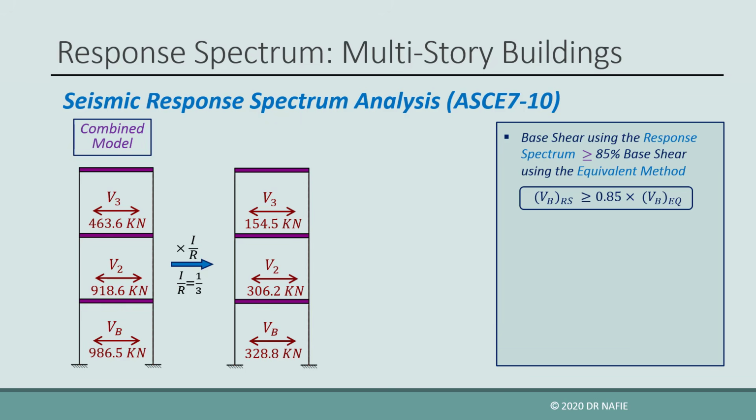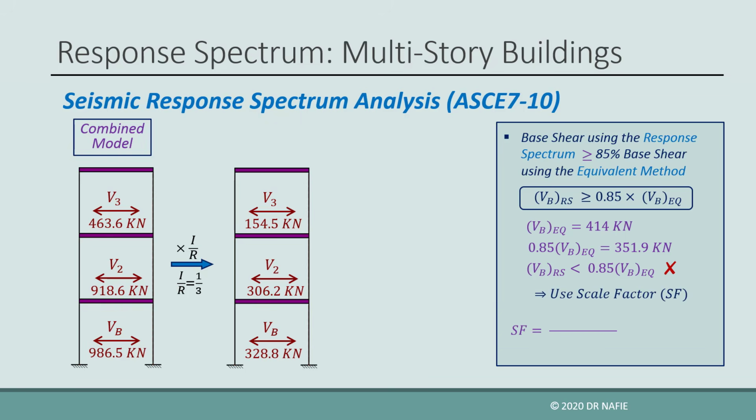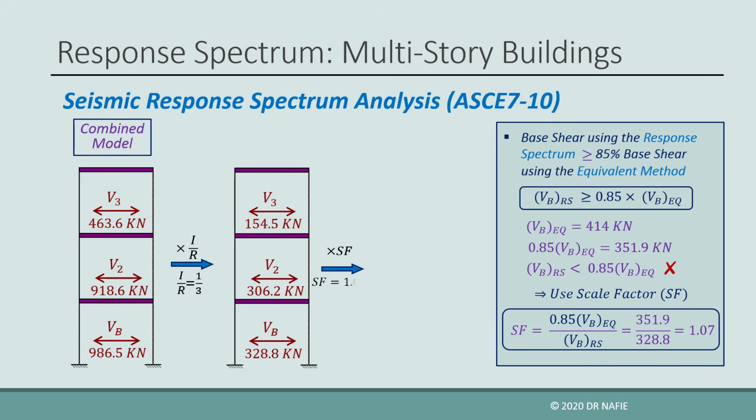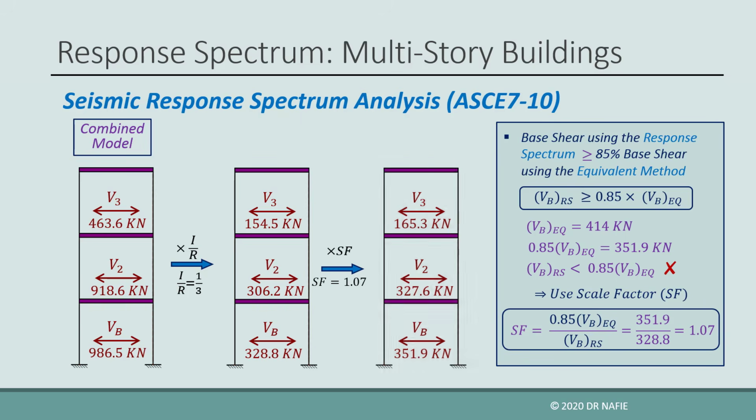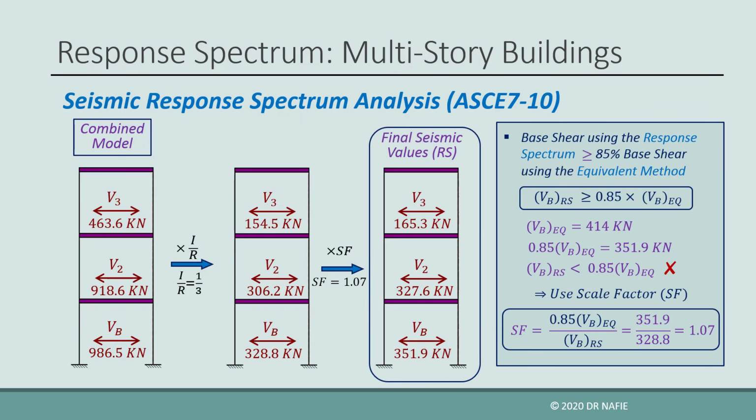If we apply this calibration to our example, we will find that the spectral base shear is less than 85% of the equivalent base shear. A scaling factor of 1.07 should be used to increase the spectral base shear so it fulfills this limit. All spectral design values should be scaled up using this scaling value of 1.07 to obtain the final design seismic values.